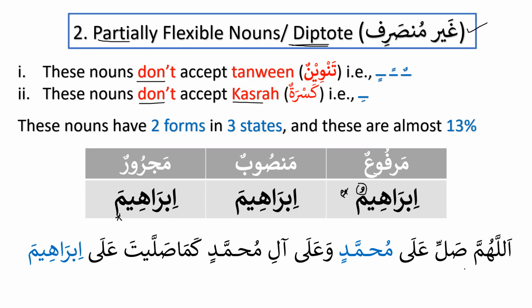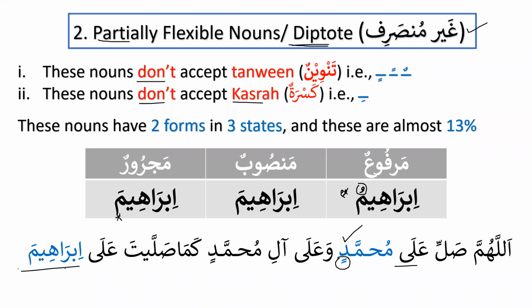If you look at the example here, Allahumma salli ala Muhammadin, that means this noun is flexible. So that's why it has accepted kasratan. And we can see that after harf jar, the noun takes kasra or kasratan. Wa ala ali Muhammadin kama sallaita ala Ibrahima.